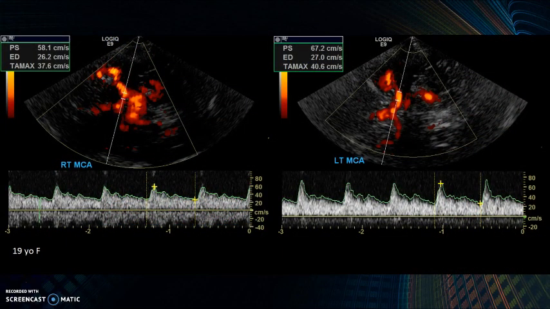This is a 19-year-old female who was quite sick in the pediatric ICU. She has sickle cell disease, of course. She had low velocities, however, as you can see here, 58 and 67 on the contralateral side. This patient had many other problems and developed cerebral hemorrhages and unfortunately passed away.